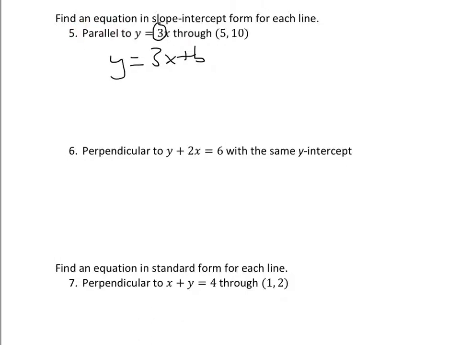Okay, we know we're going to go through point (5, 10), so let's plug those in and find b. 10 equals 3 times 5 plus b. Subtract the 15, and b equals -5. So my equation is y equals 3x minus 5.